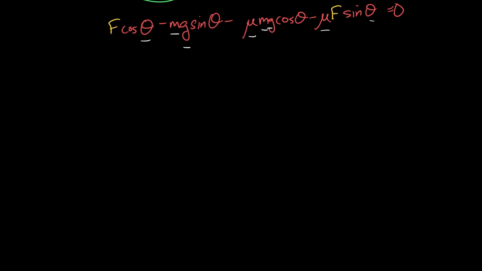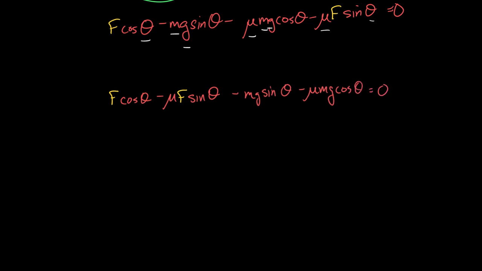I'm going to collect the terms that have f in them. So f cosine theta minus mu f sine theta minus mg cosine theta minus mu mg, I'm sorry, that's sine theta, getting ahead of myself, mg sine theta minus mu mg cosine theta equals 0.